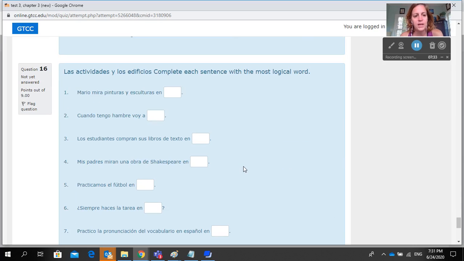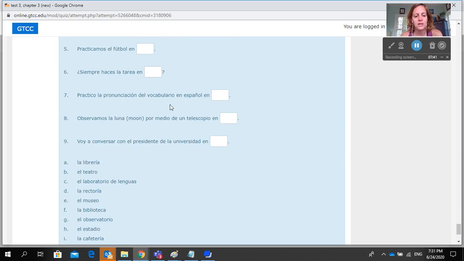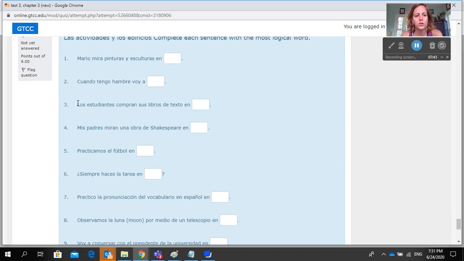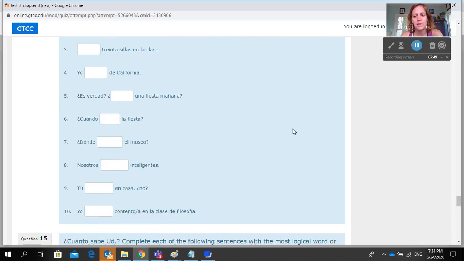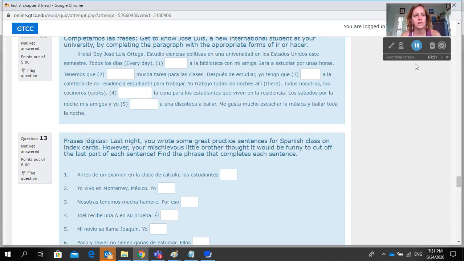Then here, las actividades y los edificios. Complete each sentence with the most logical word. So basically, again, it's an activity that you're doing on campus, and then there are places. So where would you be looking at paintings and sculptures, etc.? Okay, and then when you're done, hit finish attempt, and that is how you would complete test 3.